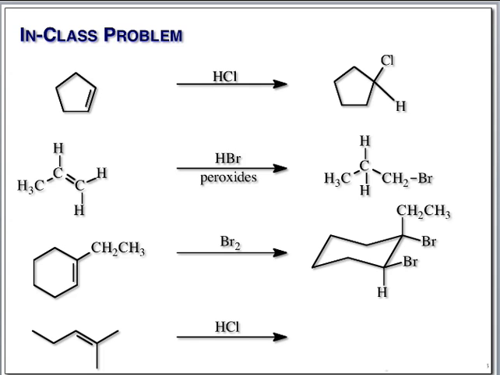Ionic addition of HCl again. Hey, we've already done this one. We know this is the carbocation intermediate. We know it can rearrange. We know that the chloride anion is going to bind to the most stable carbocation. That's going to be at the tertiary center. And it would look like that.